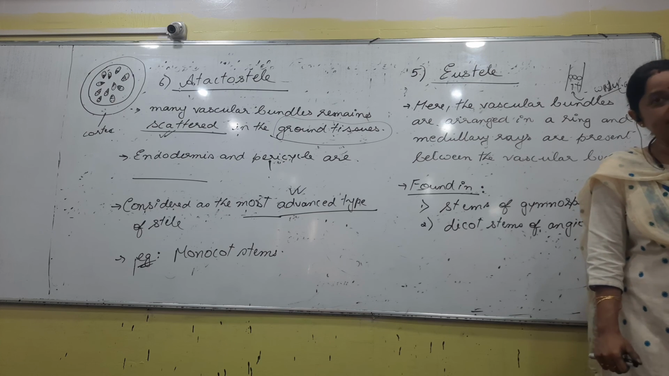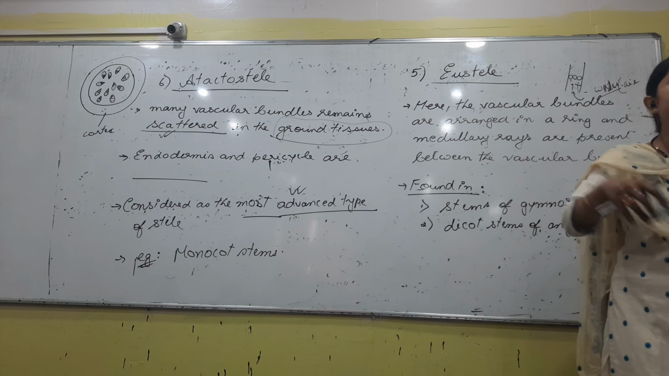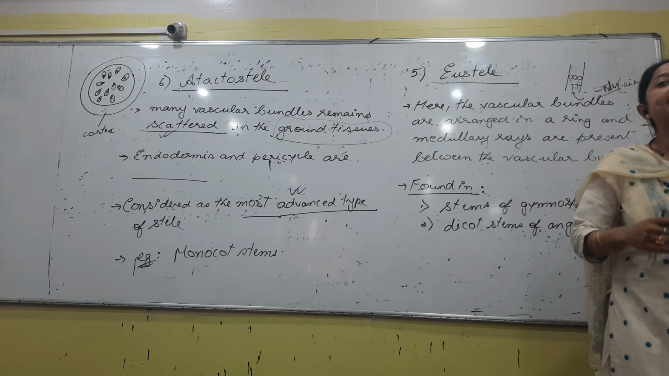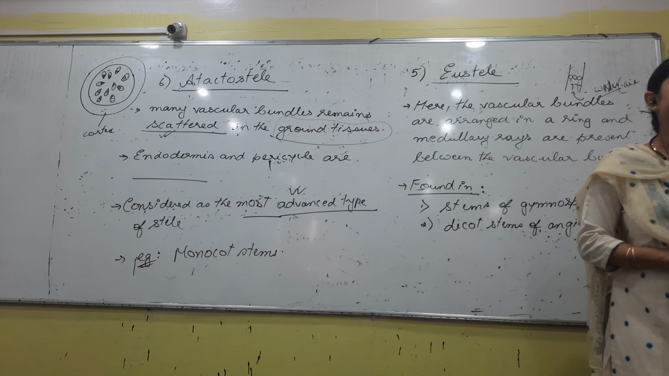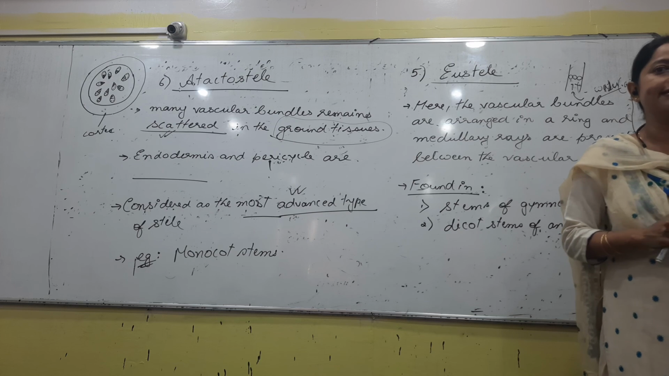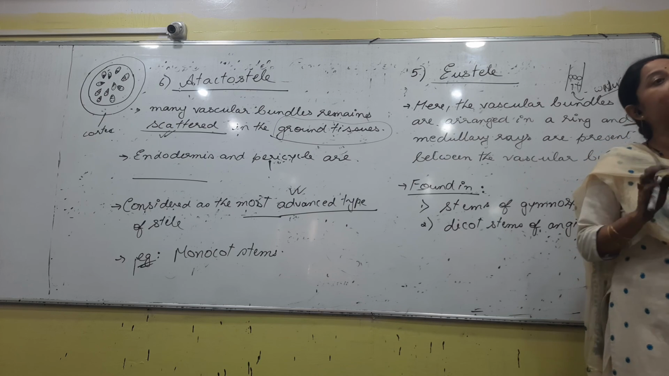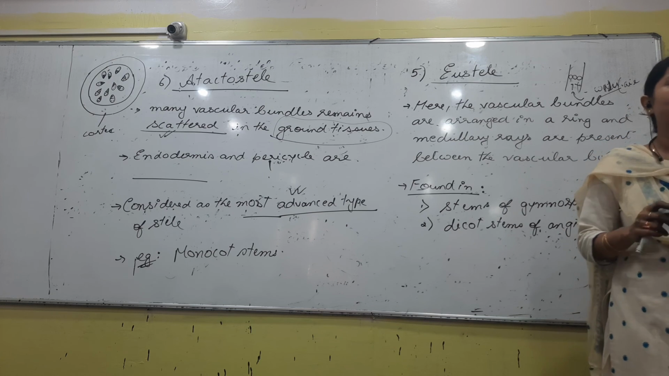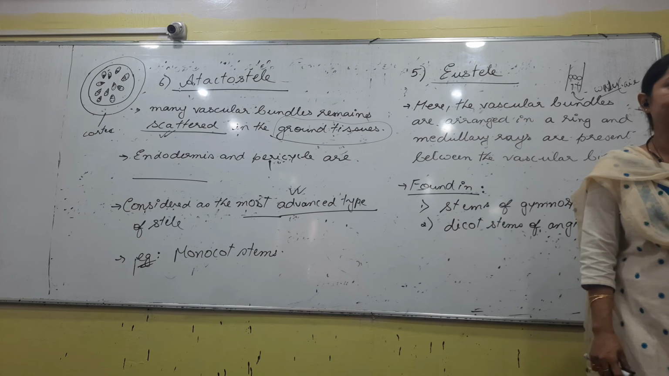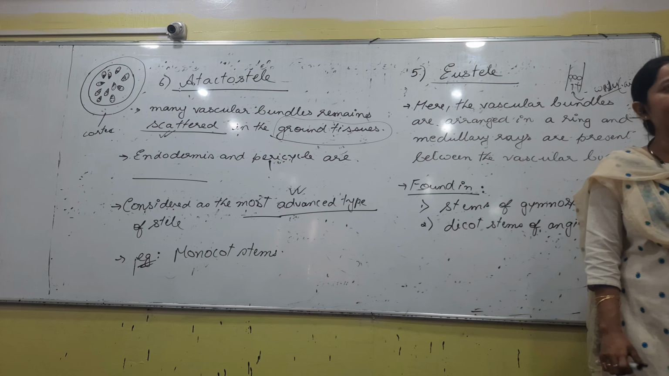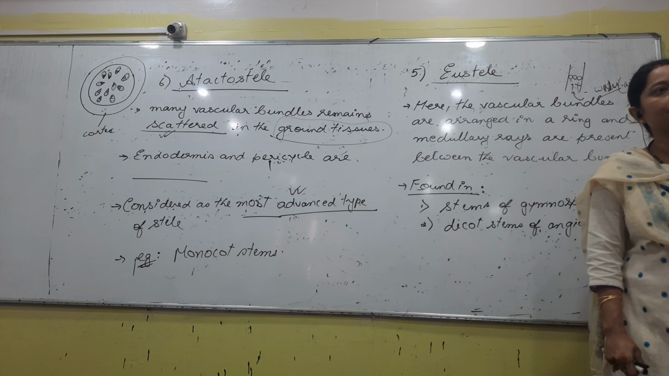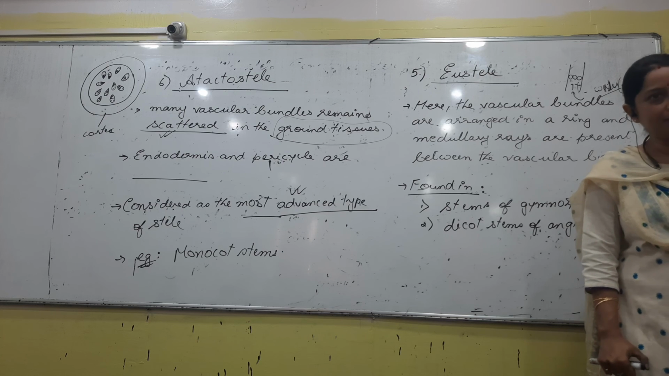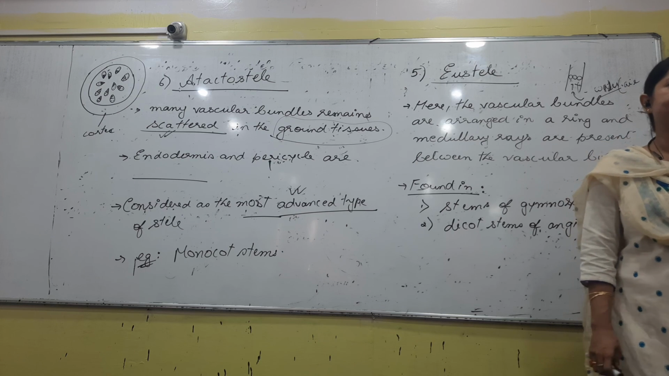Pericycle jodi present hol heten, tete hal to vascular bundle tar bhitorte thakile heten. Pericycle kon nai karne he scattered hoise. So pericycle absent. Pericycle absent, endodermis is also absent, right? What is the meaning of ground tissue? I think I have explained once before. Ground tissue system? Yes? What is ground tissue system?